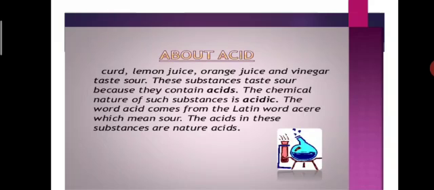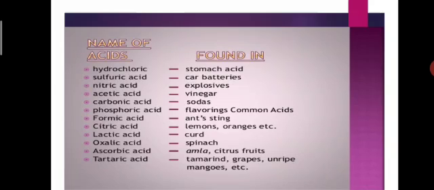Okay, students. So when we are talking about acids, you have to know some examples. Now, here some acids are given, and where they are found. In our stomach, hydrochloric acid is present. In car batteries, sulfuric acid is present. In explosive things, nitric acid is present. In vinegar, acetic acid is present.